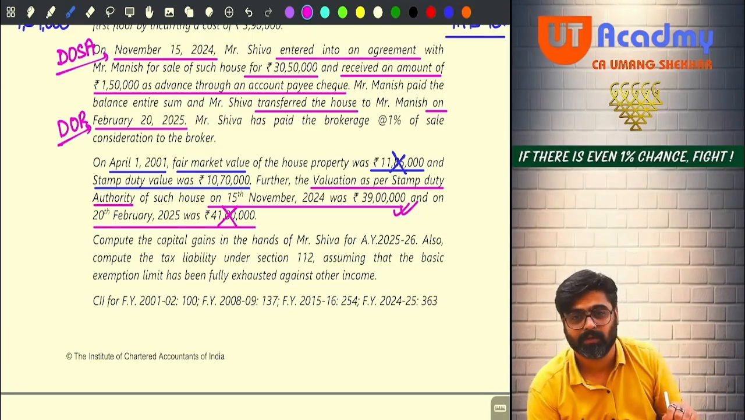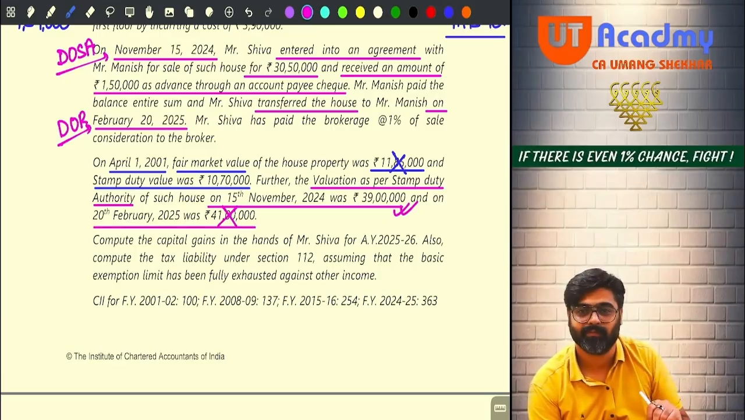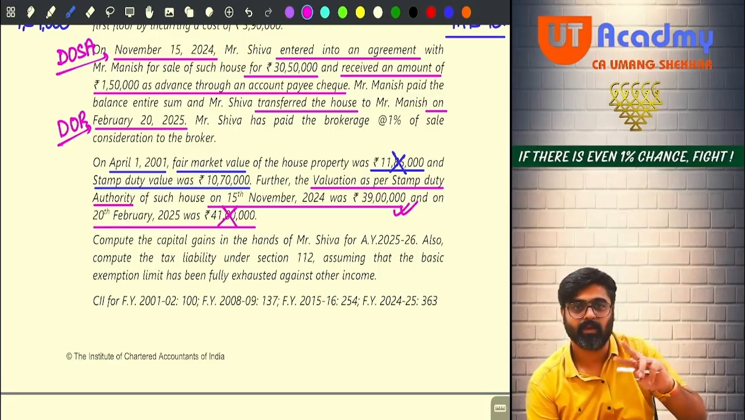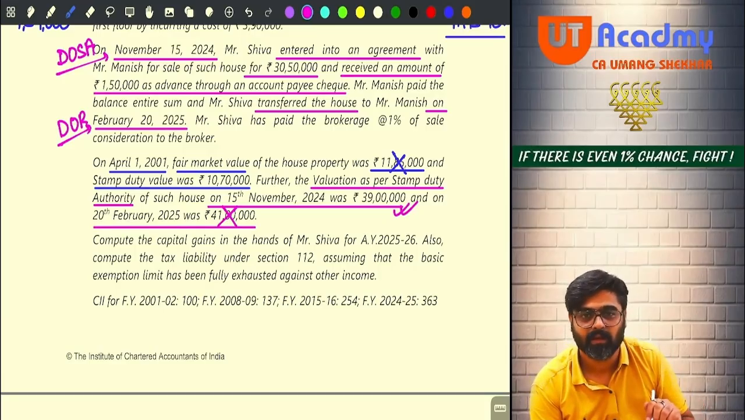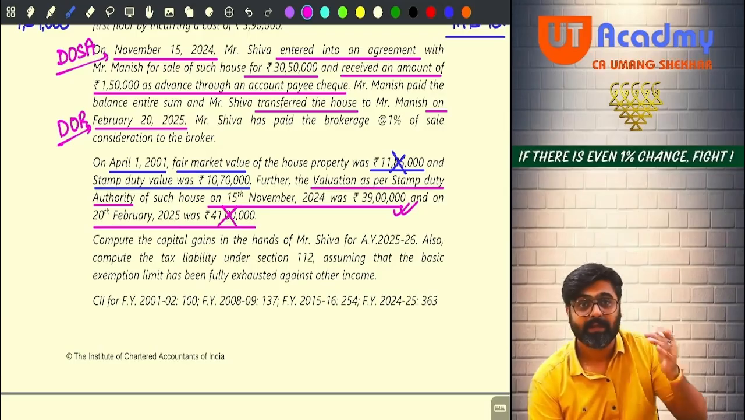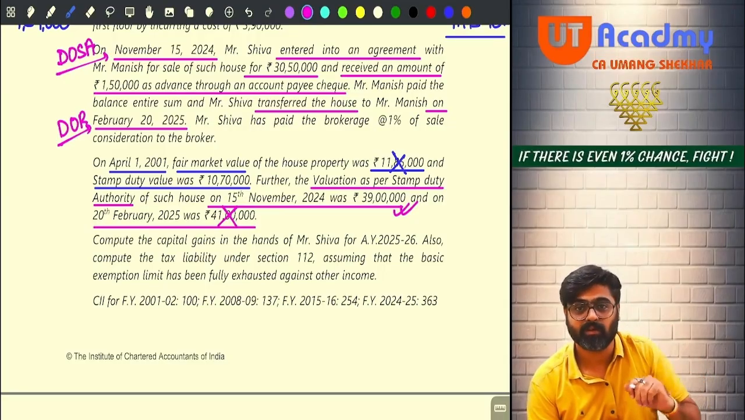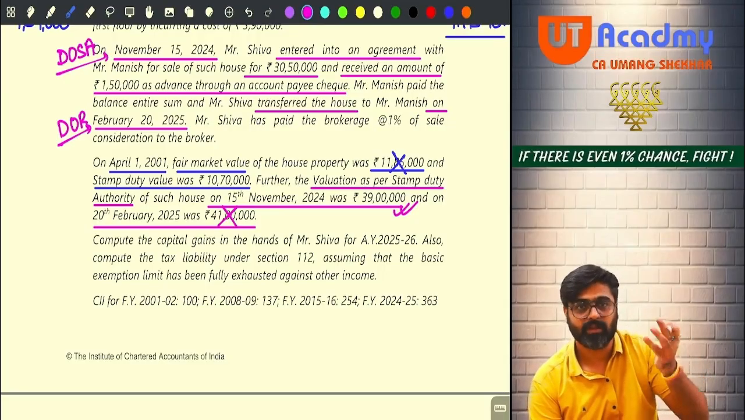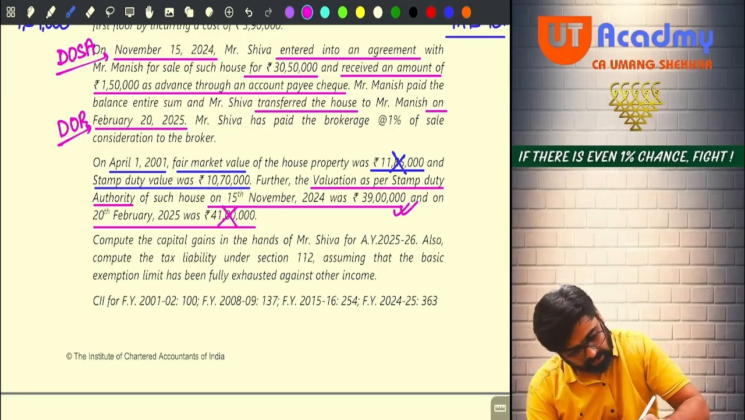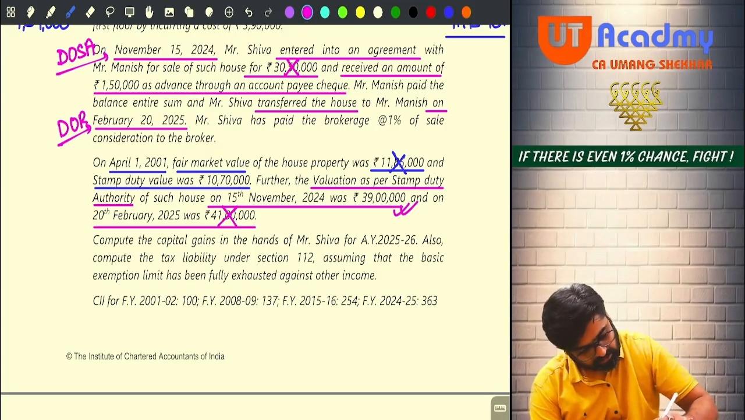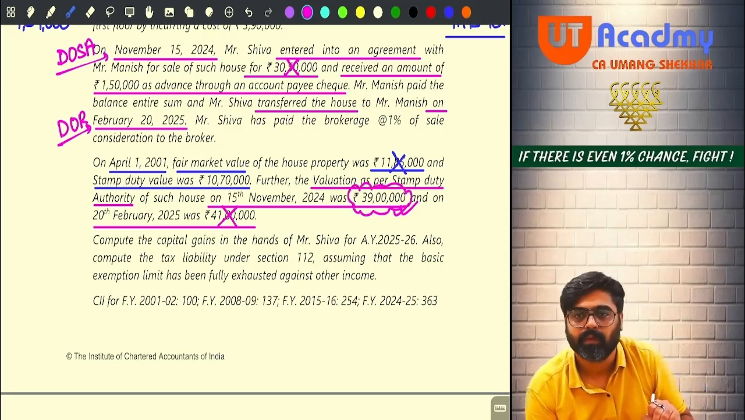By how much amount? 8,50,000. Difference between the stamp duty value and the sale consideration is 8,50,000, which is more than 10% of sale consideration. 10% of sale consideration will be 3,05,000 only. So if it is more than 3,05,000, then I will have to ignore the sale consideration, and this amount will only be taken as my full value of consideration. Yes or no?